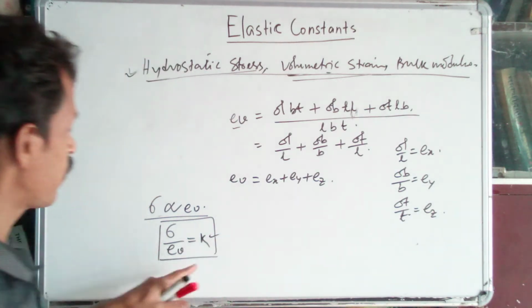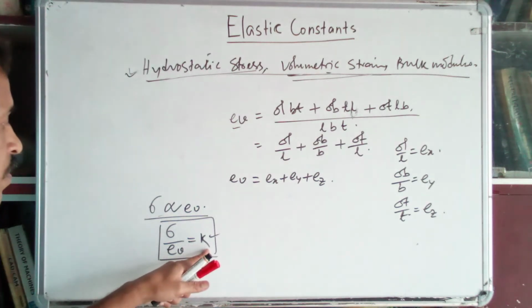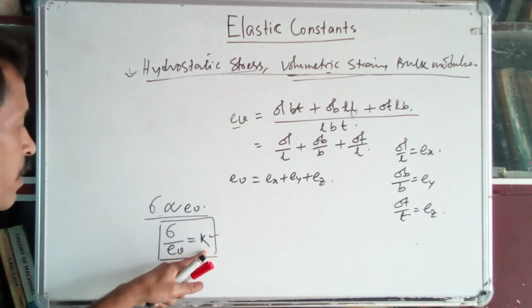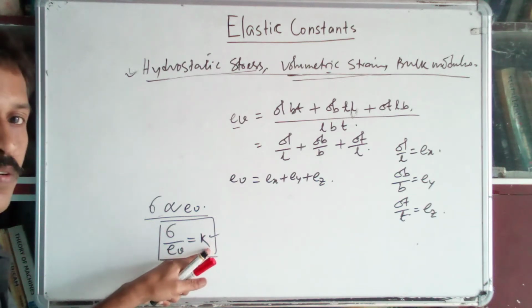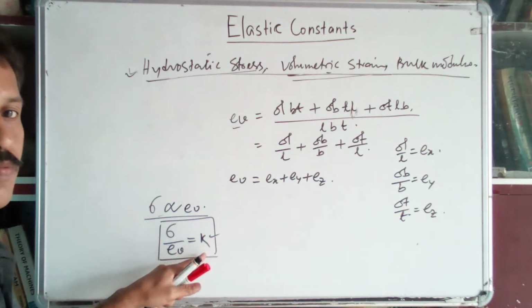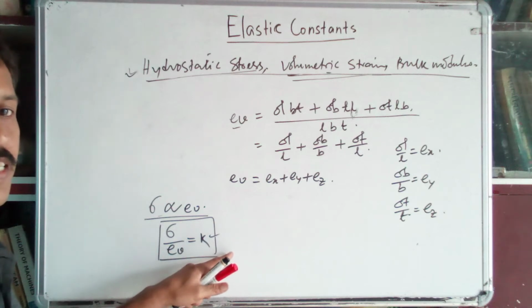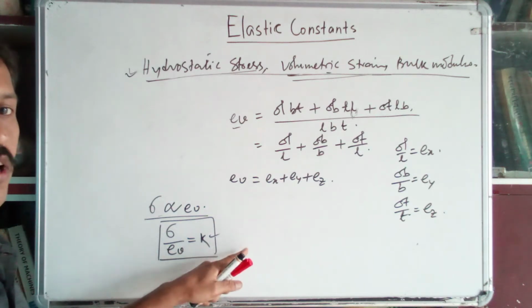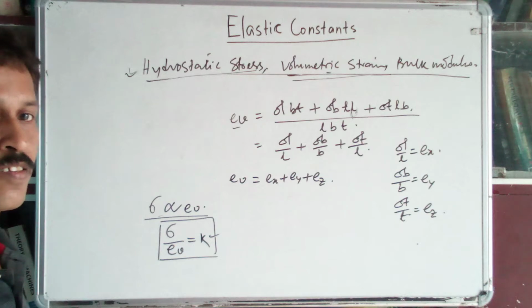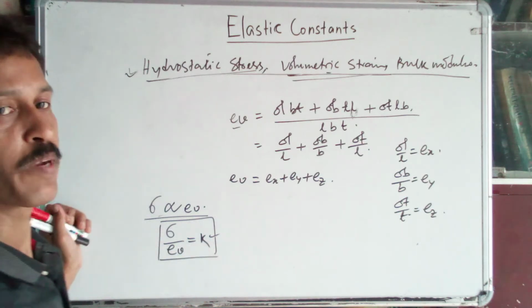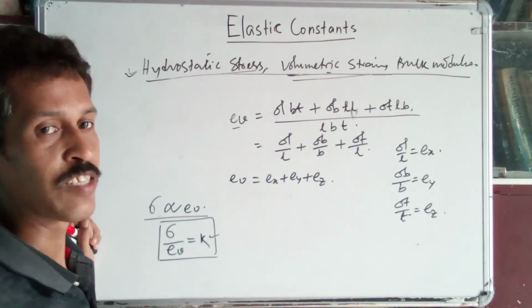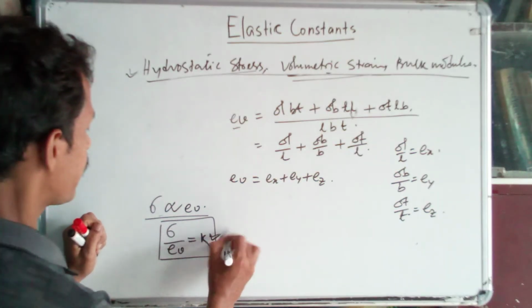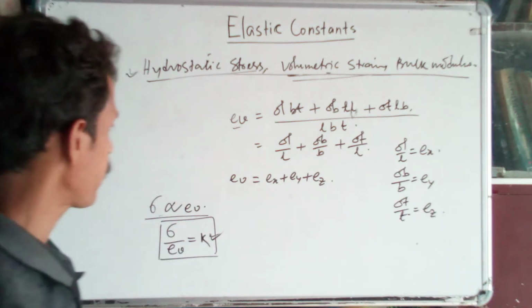Now what is the significance of this bulk modulus? Bulk modulus is the measure of the resistance of the material of the body to change without changing the form or size of the object. Okay, that is the significance of this bulk modulus.